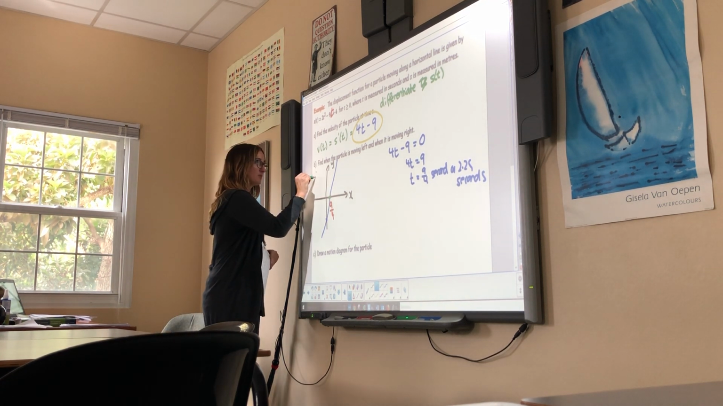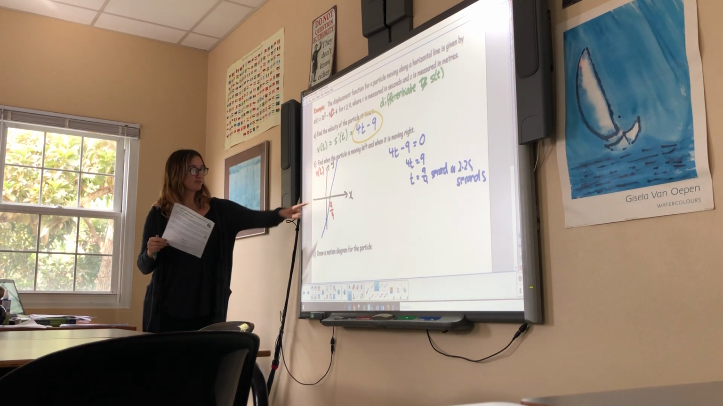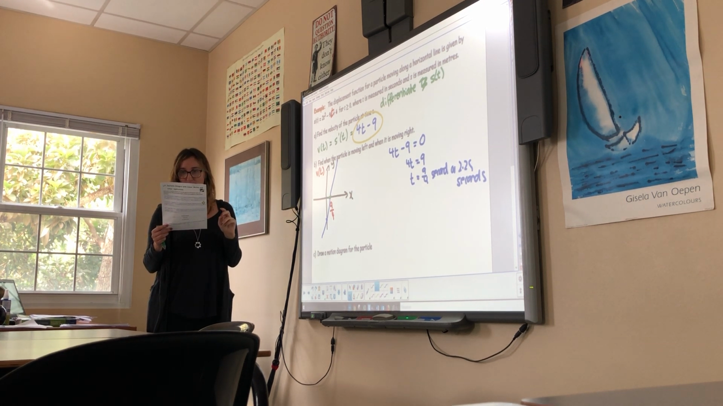So notice what we've graphed is v of t. That might be worth noticing. We've graphed v of t. So when the velocity is 0 is kind of where it changes direction. So when is the graph moving left? When is the graph moving right?